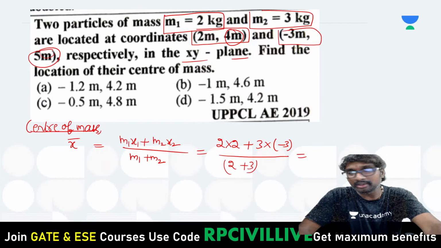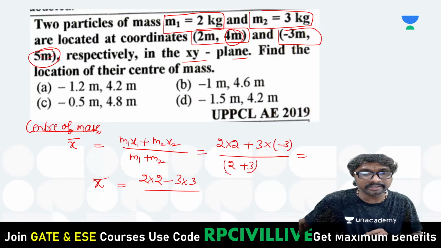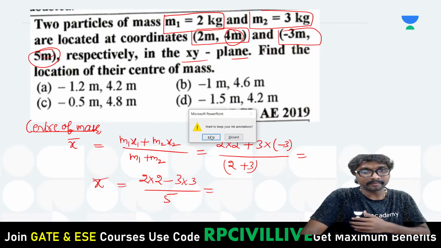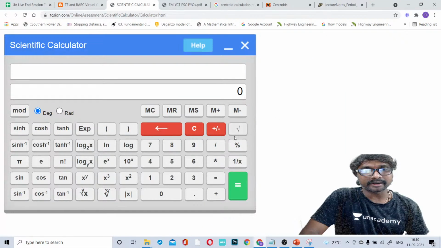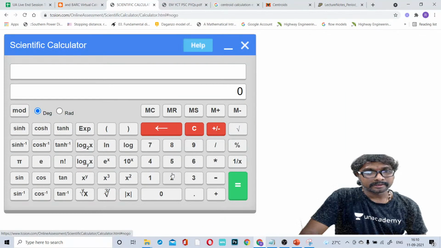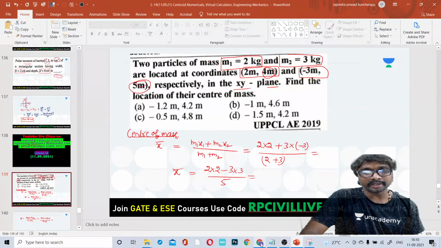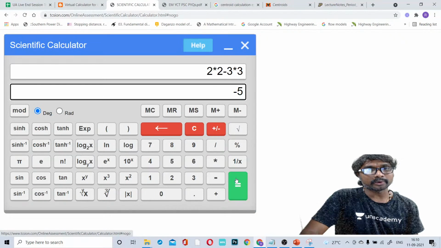2 into 2. So x bar is equal to 2 into 2 minus 3 into 3 divided by 2 plus 3, which is 5. If you just observe, use this virtual calculator. Clear all. 2 multiplication 2 minus 3 multiplication 3, equality symbol. What are you getting? Minus 5.